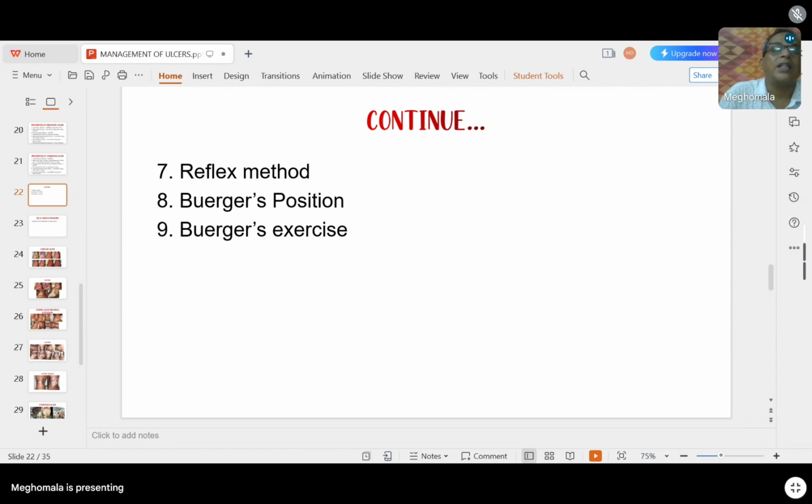Then there are 3 methods in modern books. It is very, very useful. The first is the reflex method. Reflex method, what?